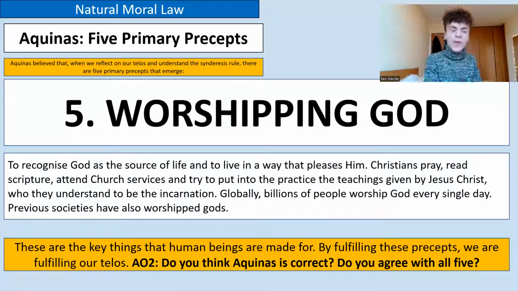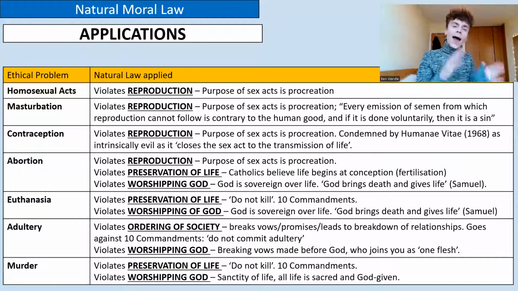So, as I've put there at the bottom, do you think Aquinas is correct? Do you agree with this being one of the 5 primary precepts that binds all people eternally, unchangeably, absolutely, at all times? So, how do these all apply? What are the consequences of these 5 primary precepts for some of the many moral issues that we see and encounter in our world today? Well, here's a couple of examples.